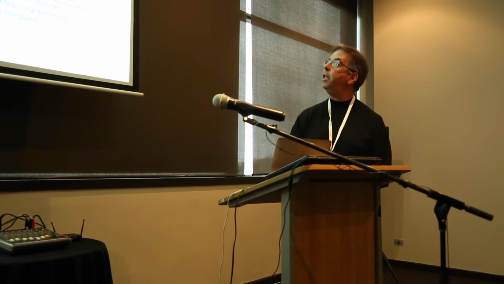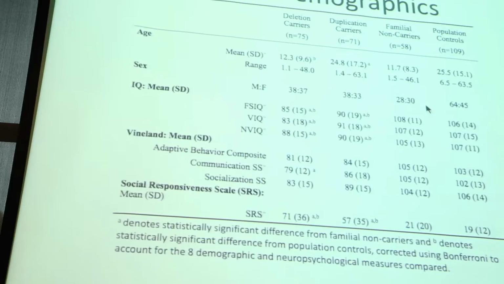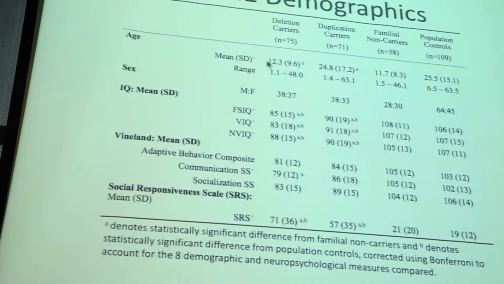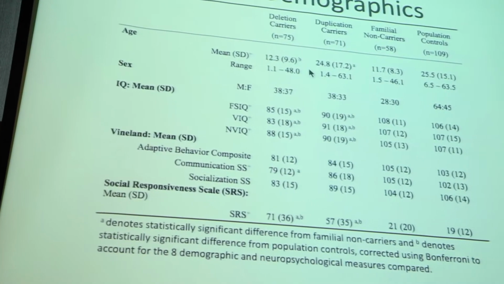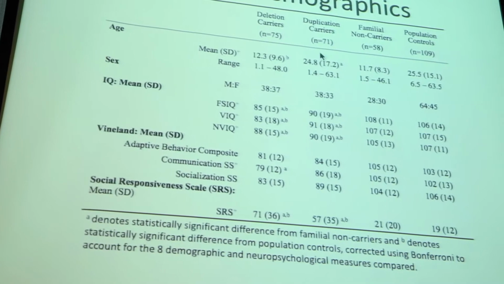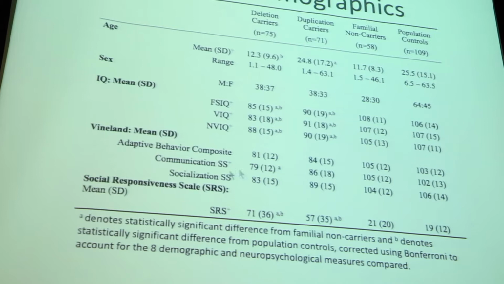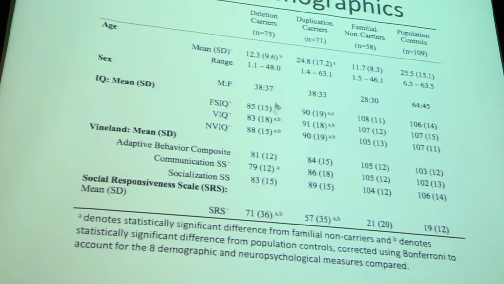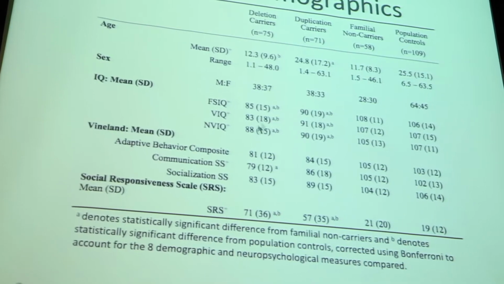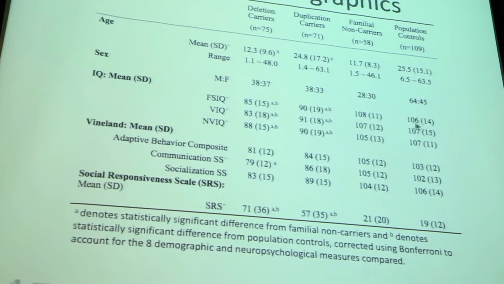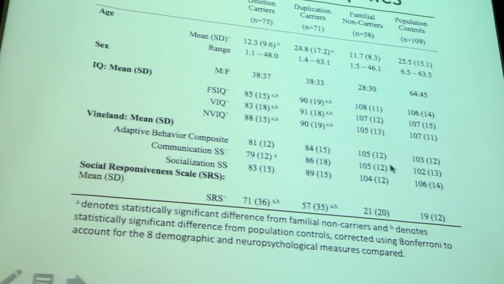And so you can see that here, they're pretty well matched for male-female ratio, to come back to that earlier question. They're matched for age reasonably well, but not for all of them. And the IQs you can see are a fair bit different. The deletion carriers have IQs around 80, the controls around 100.